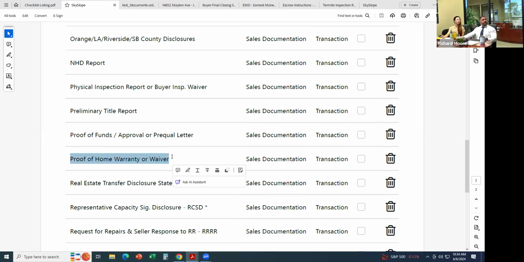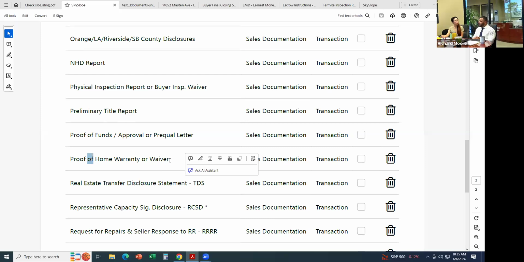All right, next one is proof of home warranty or waiver. So during the purchase contract, you're gonna either ask for a home warranty and a credit towards a home warranty. But if you don't, there's a box that you're gonna check mark that says you're waiving the home warranty. So if your buyer is waiving the home warranty, which I see in some cases is happening, then just write in next to this, in SkySlope, buyer waiving home warranty per the contract, per the RPA. So is that seller or buyer side? You're gonna get this from escrow if you ordered the home warranty.